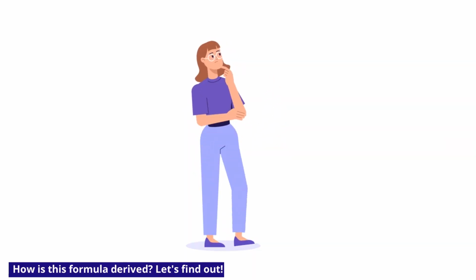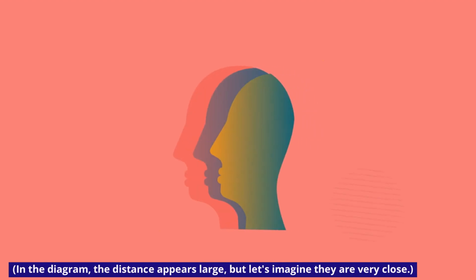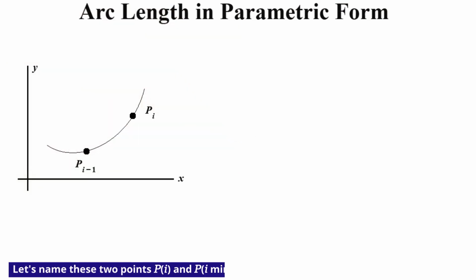How is this formula derived? Let's find out. There are 2 points very close to each other on the curve. In the diagram, the distance appears large, but let's imagine they are very close. Let's name these 2 points P_i and P_{i-1}. The distance between these 2 points is defined as L.